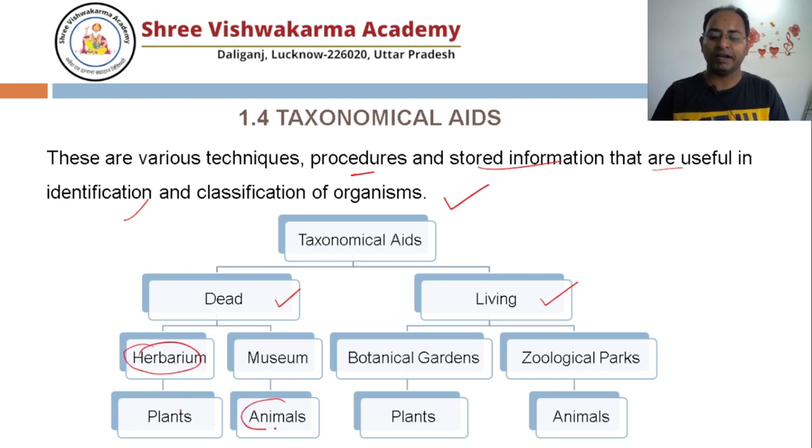For the dead animals, they are kept in the museum. If you talk about the living, all the living organisms, we can keep them in the zoological park. Zoological park is nothing, just your zoo. And the alive plants are kept in the botanical gardens. So let's understand each taxonomical head in detail.